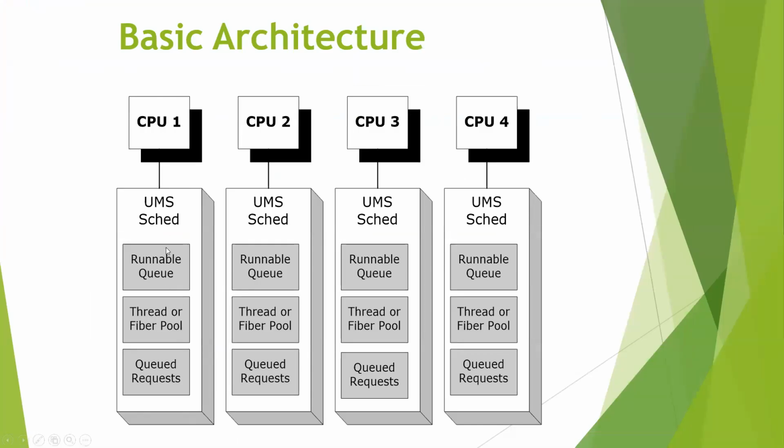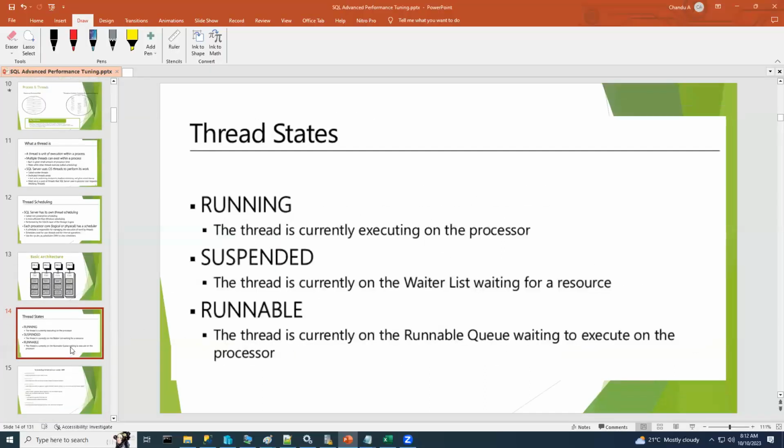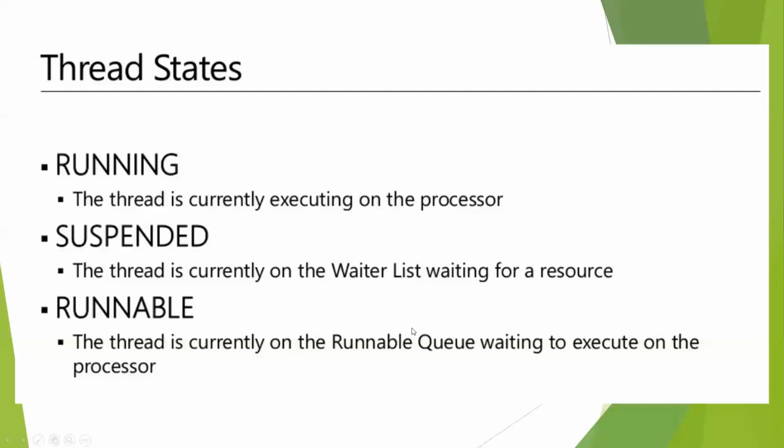That is the same thing: a runnable queue, thread pool, whatever we have here. There are different thread states. One is running, where the thread is currently executing. Suspended, where the thread is currently waiting for some resources. And runnable, where the thread is on the runnable queue and waiting to execute on the processor.